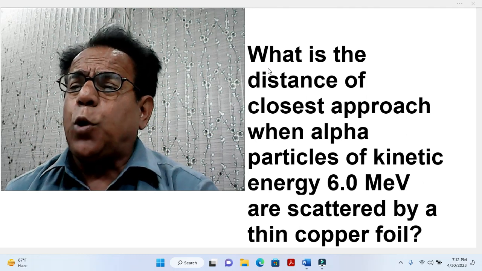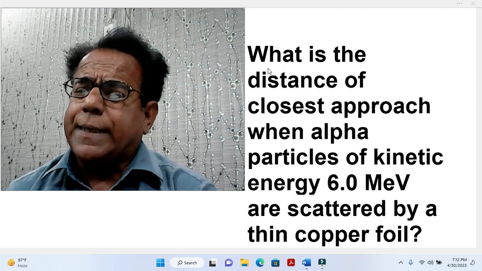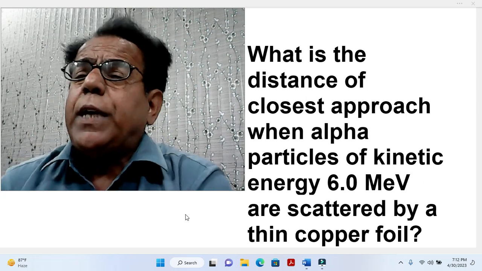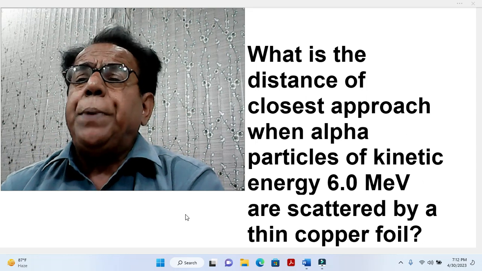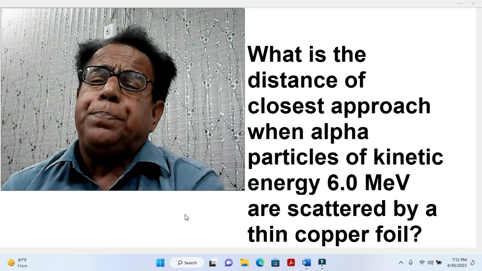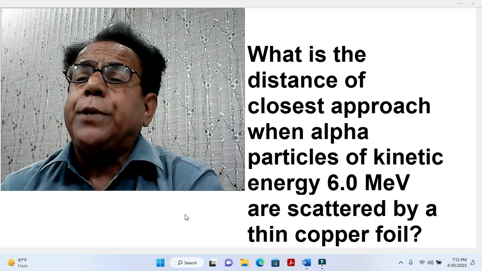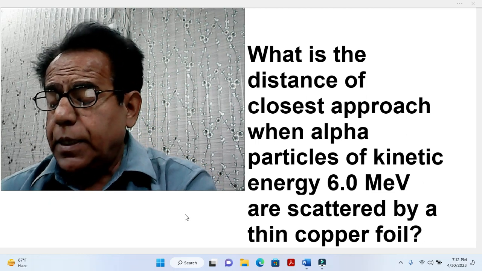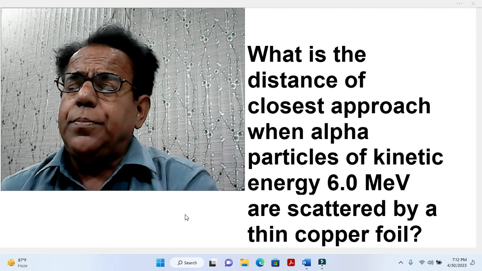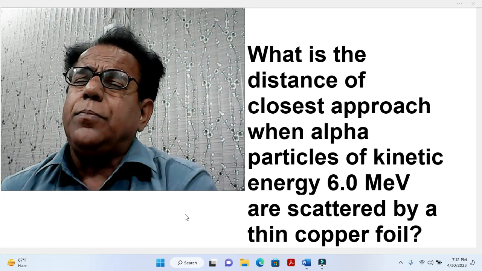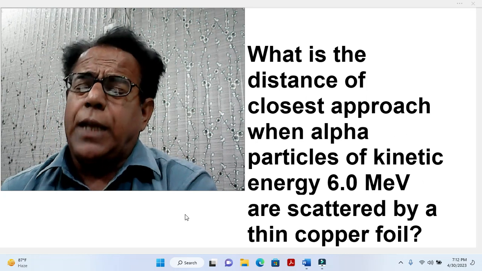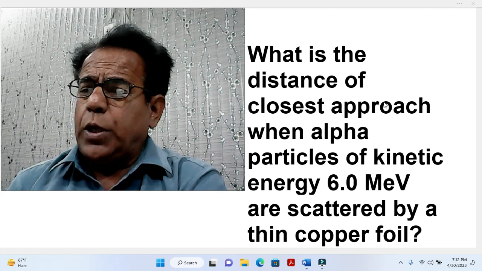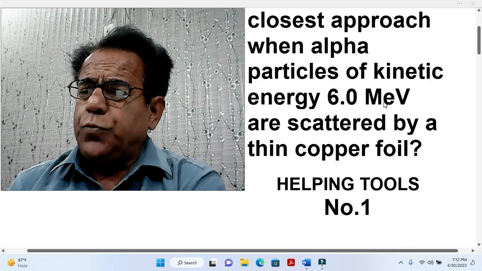No doubt this problem is also exactly of the same nature, and we are in a position to repeat all those previous 10 helping tools in this problem, but we are taking into consideration only a few of those helping tools. So as usual, we first move to our helping tools.